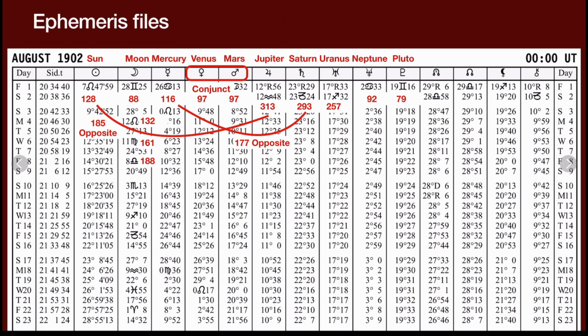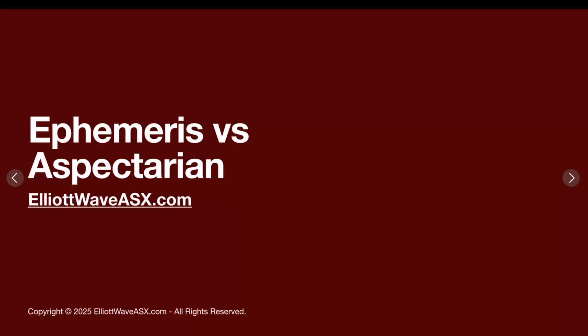So there's a tremendous amount of work that needs to be done on this page alone before you even get to start to do the research to see if the aspects affect the market you're following. It's no wonder why most people don't research Gann's true work. Now, to save this huge amount of work, we've created what we call our Aspectarian files.